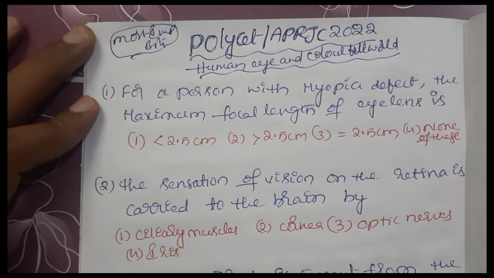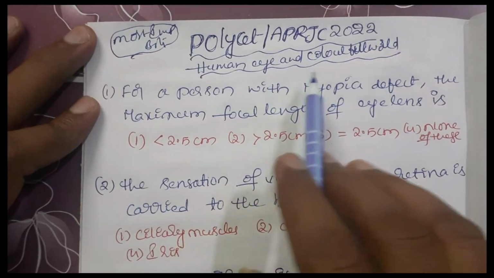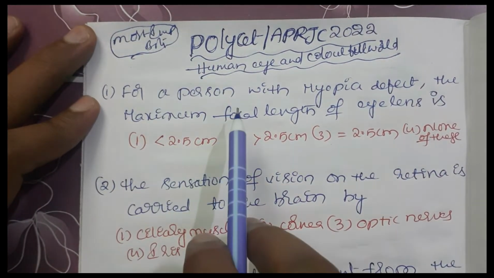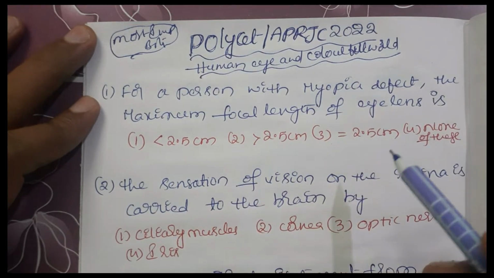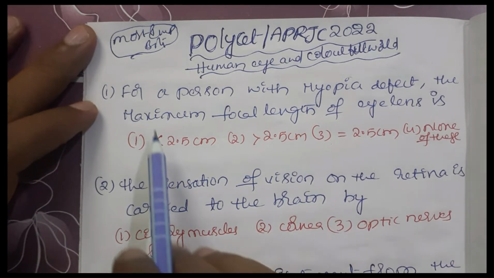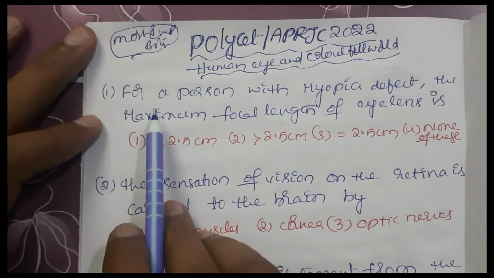Physics part students, Human Eye and Colorful World, physics chapter, most important bits. So covered from 2015 to 2021, old papers and important bits. Most important. Question number 1.